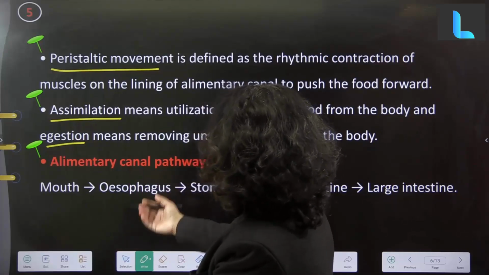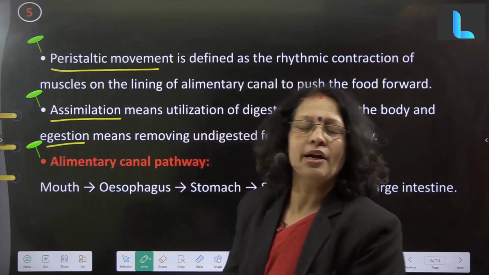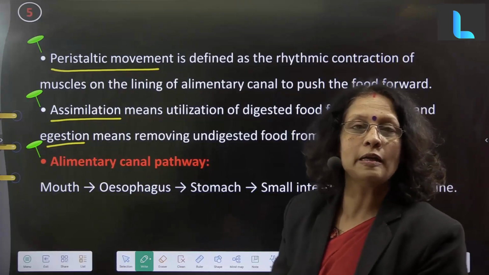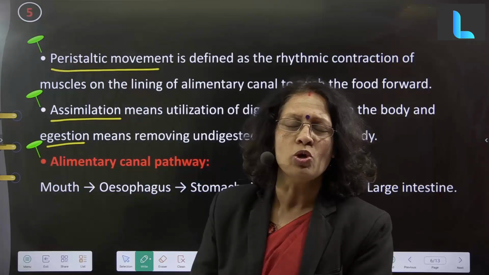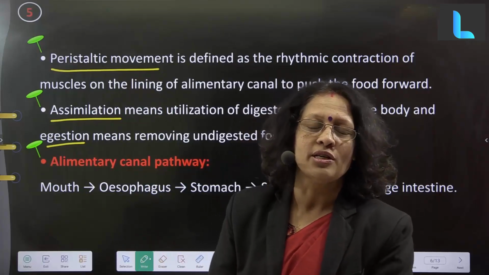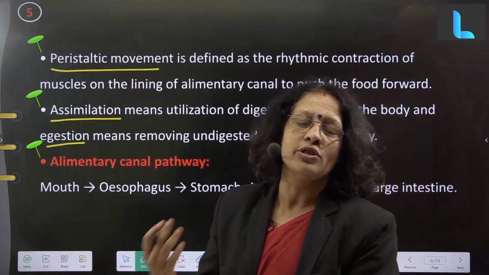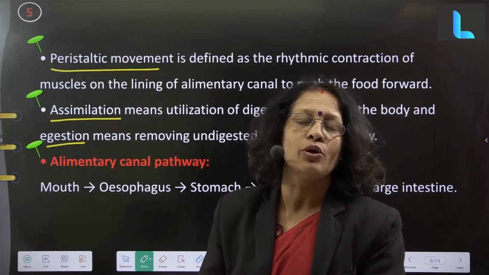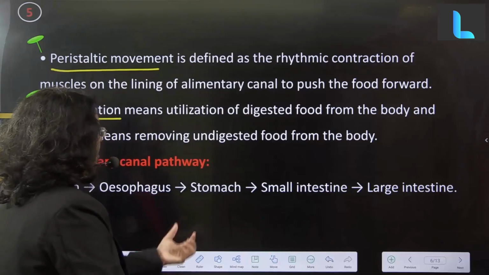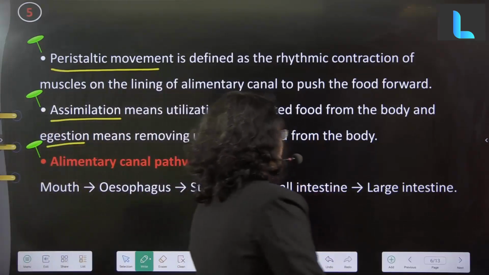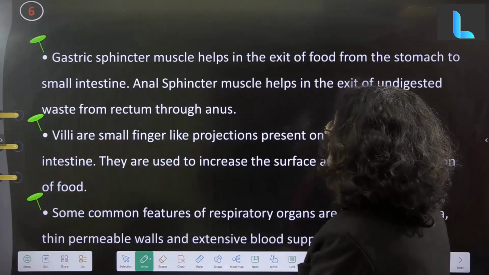You are chewing with your teeth, but that is not enough. It has to be broken into further fine parts and separated into useful and useless material, and only then can it go into the bloodstream. What is not required by the body will be thrown out by the excretory system. So: mouth to esophagus, stomach, small intestine, large intestine, and then to the excretory system.